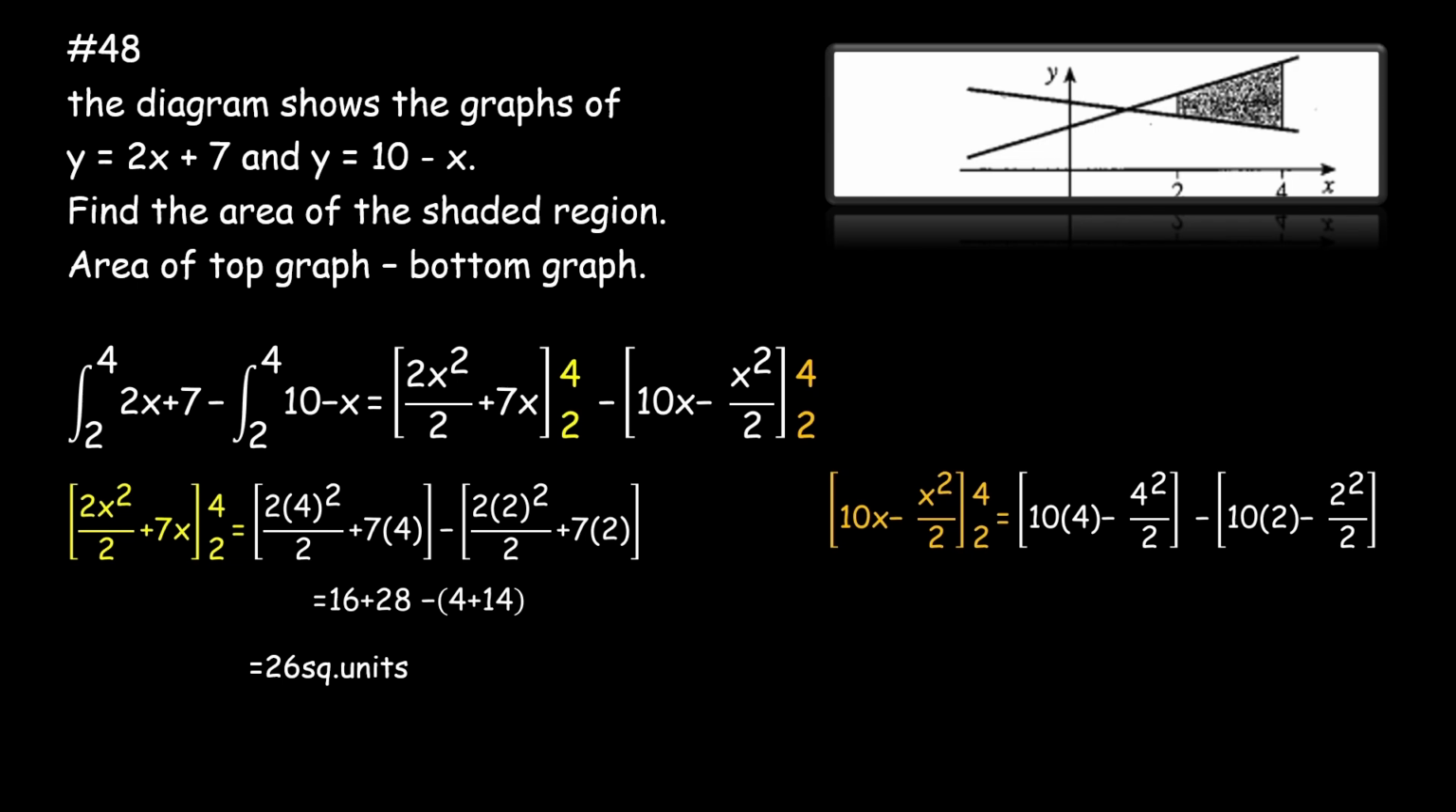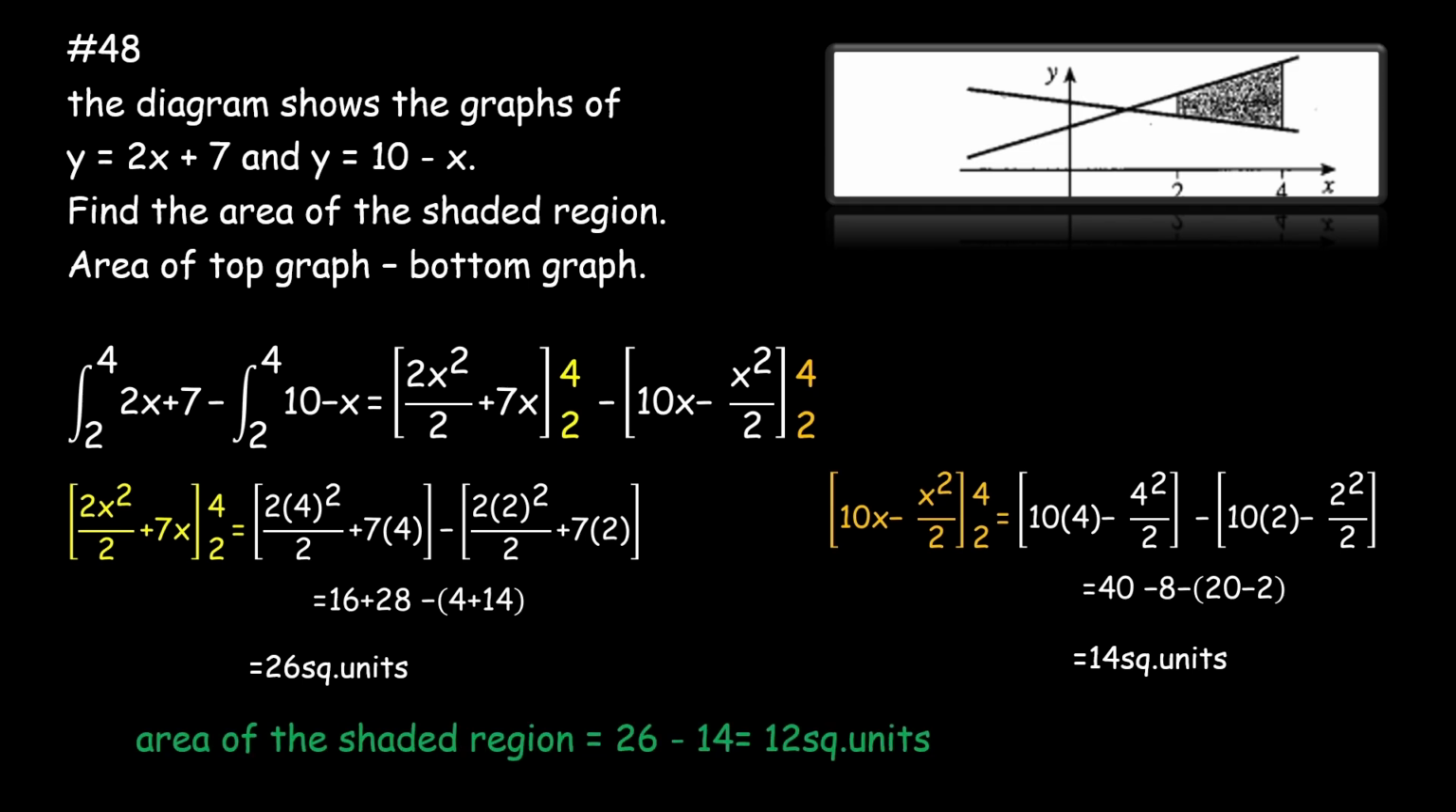Now for the second part of the graph, which is the one with the negative gradient, we substitute 4 and 2 again, and we get 14 square units. Now we subtract 26 and 14, and that will give us 12 square units.